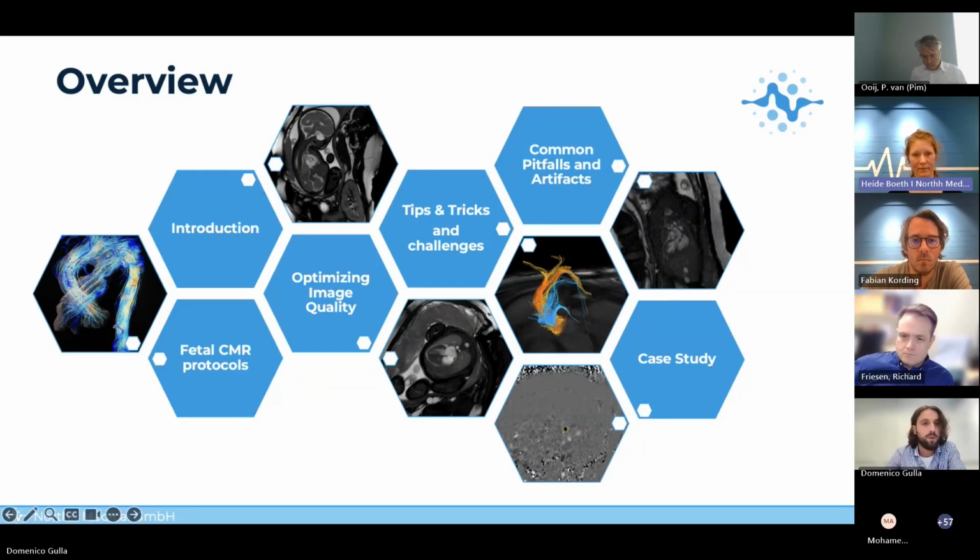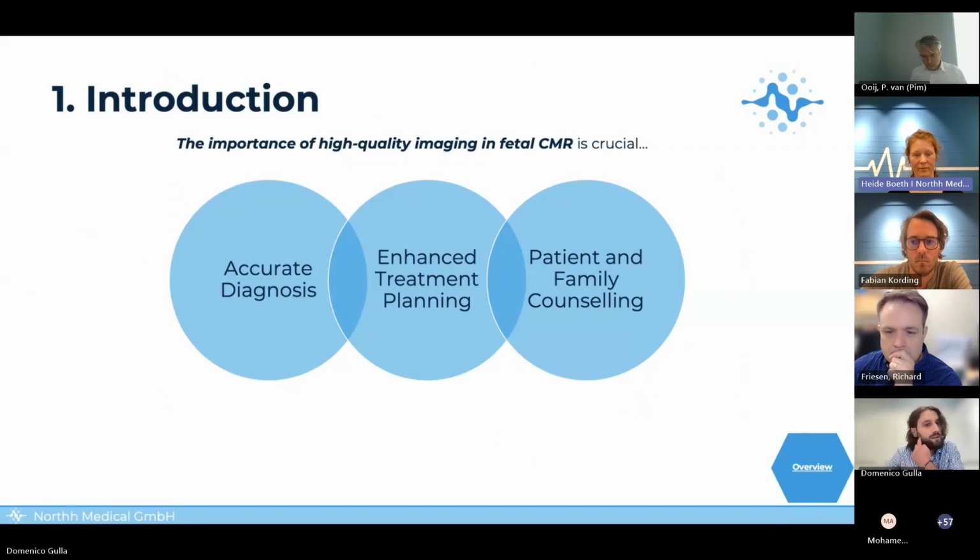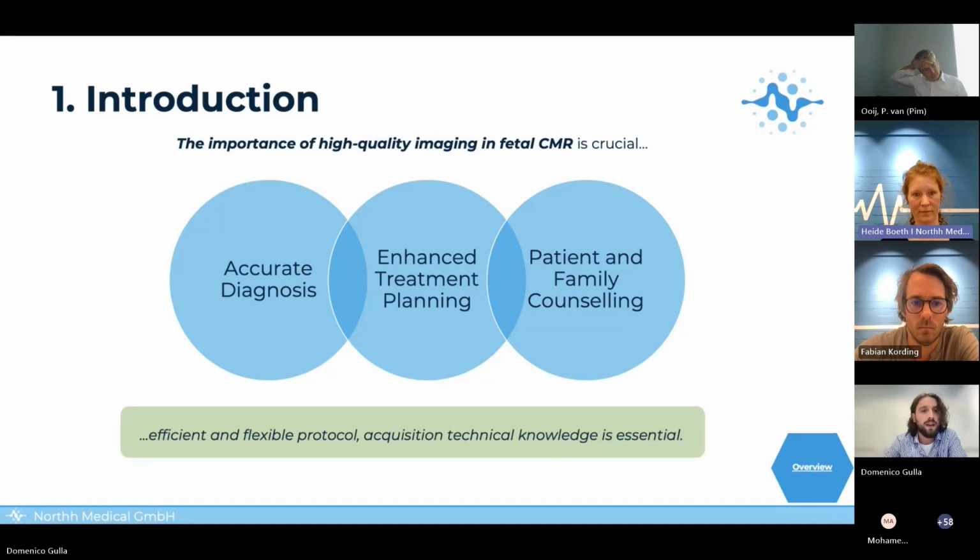I think that the importance of high quality imaging in fetal cardiac MRI is crucial for accurate diagnosis and treatment planning, and patient and family counseling. And I think it's really important that we need efficient and flexible protocols. And it's also essential to have technical knowledge during the acquisition.